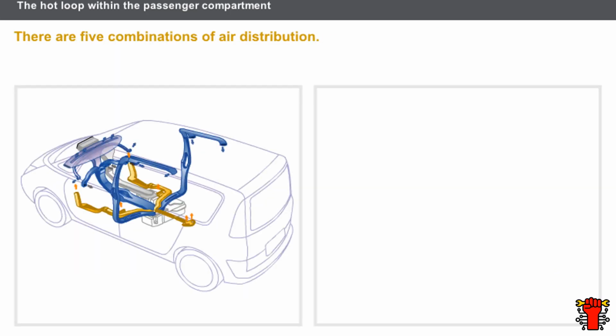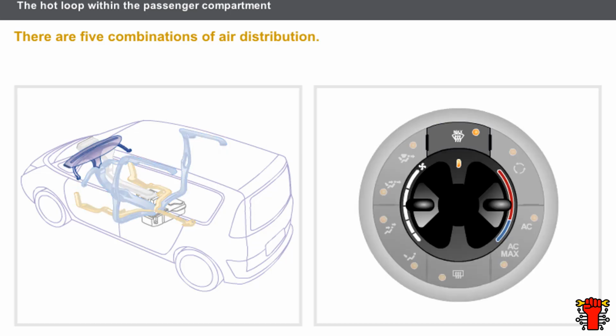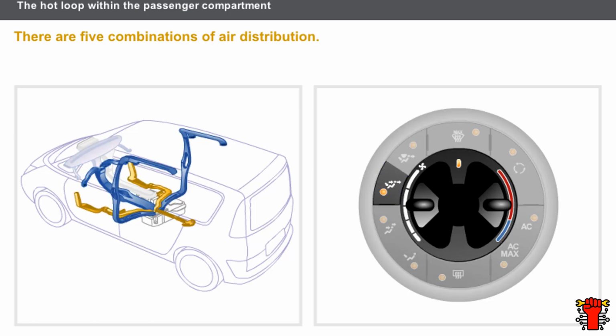Let us look at the 5 combinations of air distribution. All the airflow is directed towards the demisting vents on the windscreen and side windows. The airflow is directed towards the demisting vents on the windscreen, the side windows and footwells. The airflow is directed towards the vents and footwells. The airflow is directed towards the vents only. The airflow is directed towards the footwells only.